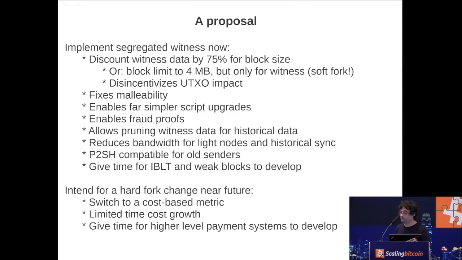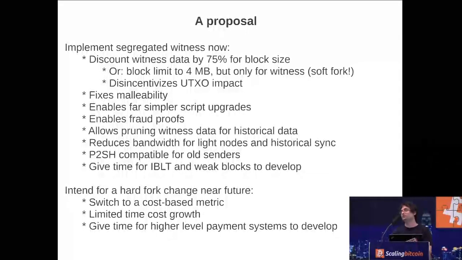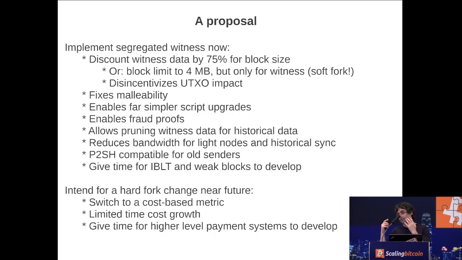Or another way of looking at it is we raise the block size to 4 megabytes, but only for the witness part. The non-witness part is still limited. And this makes it a soft fork. The reason for doing this discount is that this incentivizes UTXO impact, because the signature data doesn't go into the UTXO set, can be pruned, and so forth.